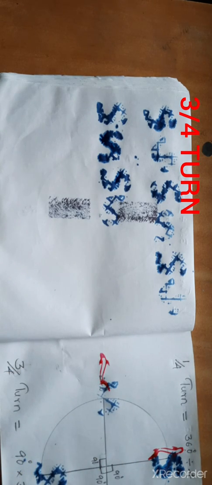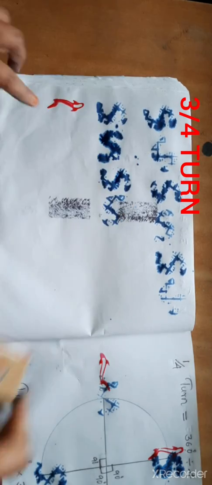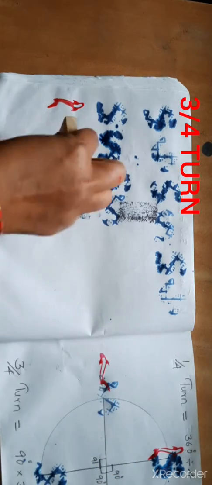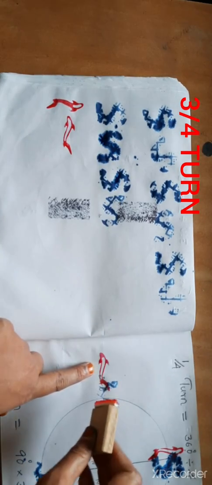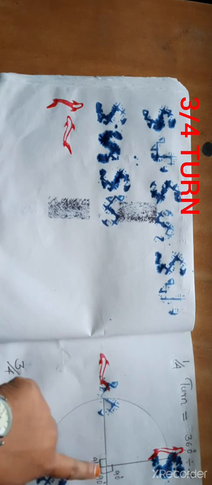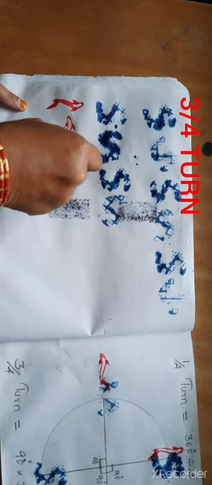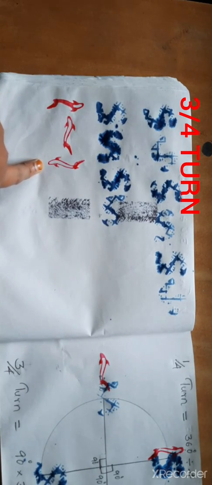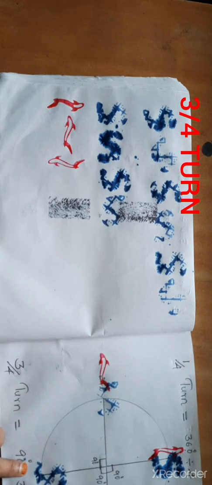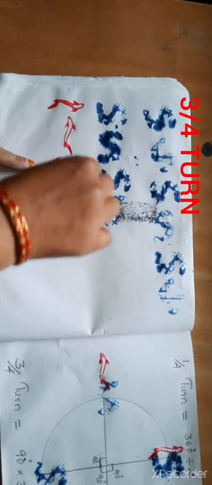Now let's try to make the pattern. First I gave this shape, then after giving 3/4 turn, I got this. Now from here I have to give 3/4 turn. So it will be like this. 1, 2, 3. Now it will come something like this. Again from here I have to give 3/4. 1, 2, 3. So how it will be? 1, 2, 3. Did you understand? It goes on like this.